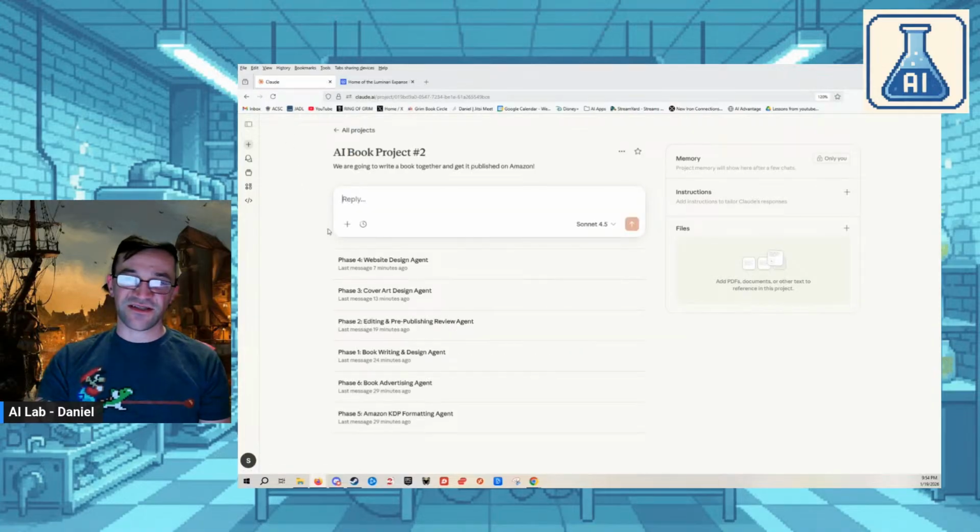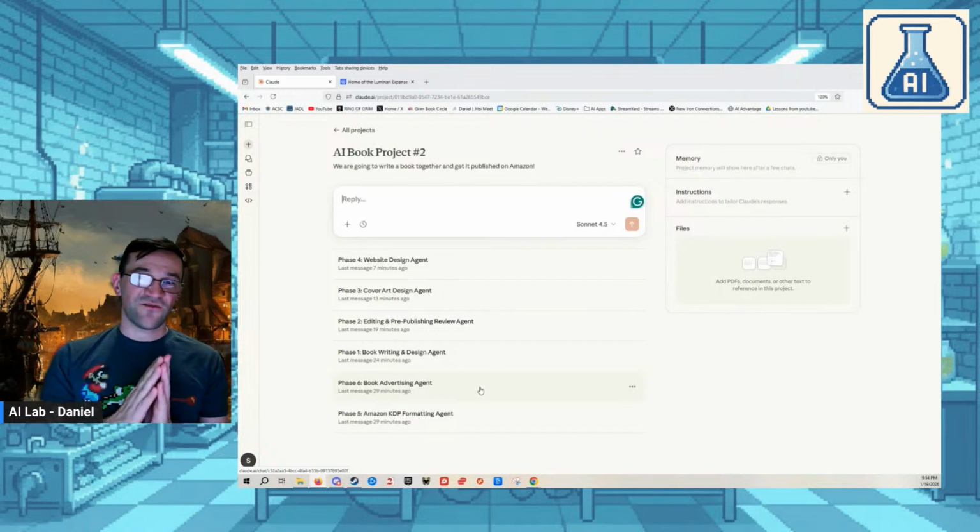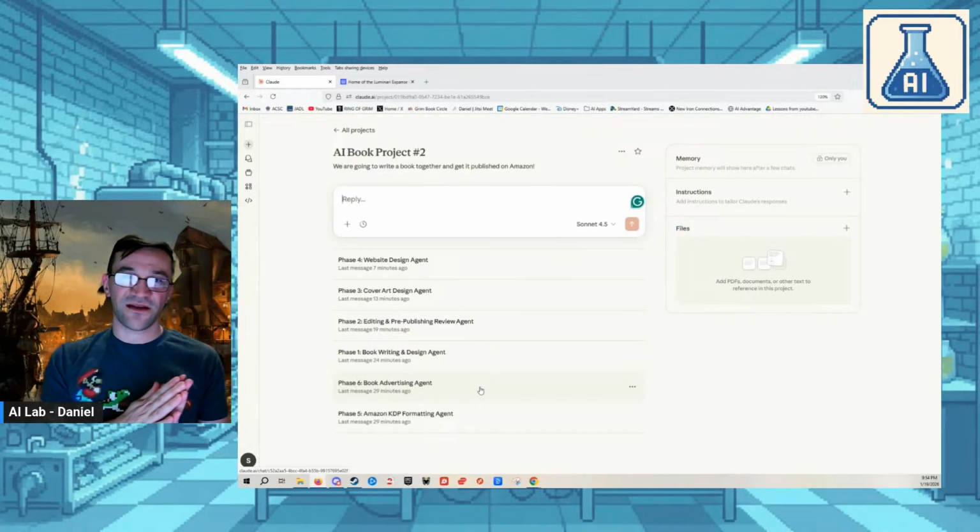So that is the 6 different AI agents, the 6 phases of your book development, going from the beginning. So again, from the start, you've got book writing and design, phase 2, editing and pre-publishing review, some cover art, website design, and you go to Amazon KDP formatting, and finally book advertising. The thing about advertising is, even though you finish with the book, the book's not done with you. You still got to make sure you keep advertising and updating the advertising based off of what is working and not paying for the things that are not working.